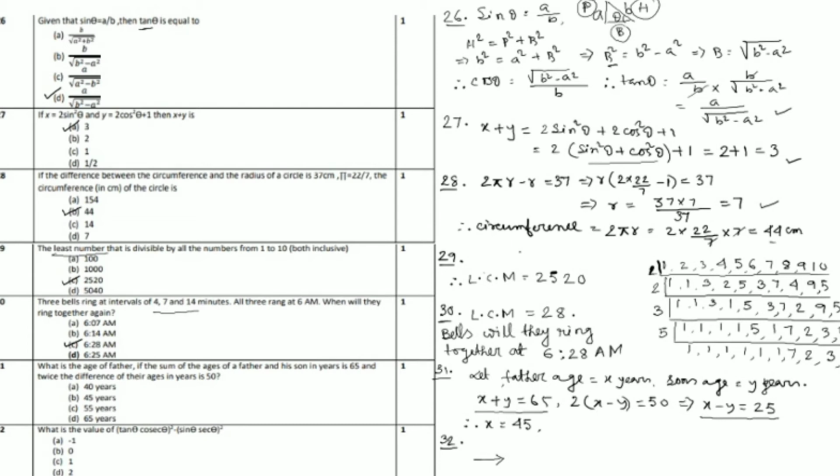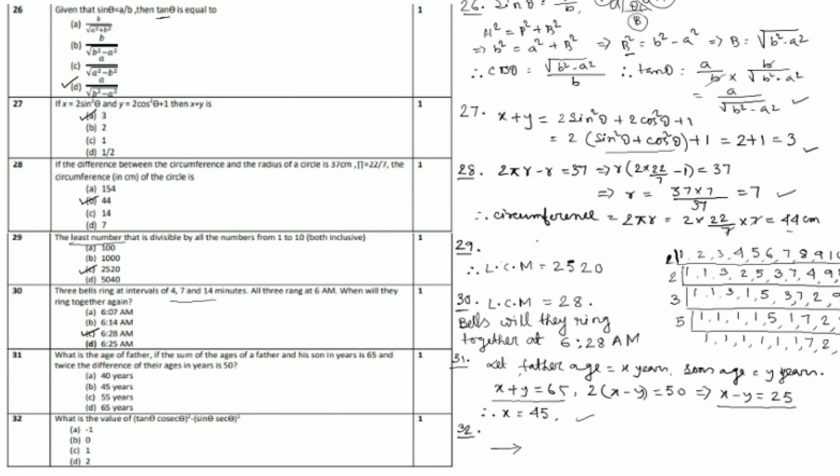Now 31. What is the age of the father if the sum of the ages of father and his son in years is equal to 65, and twice the difference of their ages in years is equal to 50? Let's suppose the father's age is equal to x years and son's age is equal to y years. Here it is given the sum of the ages is equal to 65. So I have written it here, x plus y is equal to 65, and twice the difference is equal to 50. Okay. So from this equation we get x minus y is equal to 25. So after adding these two equations we get x is equal to 45.